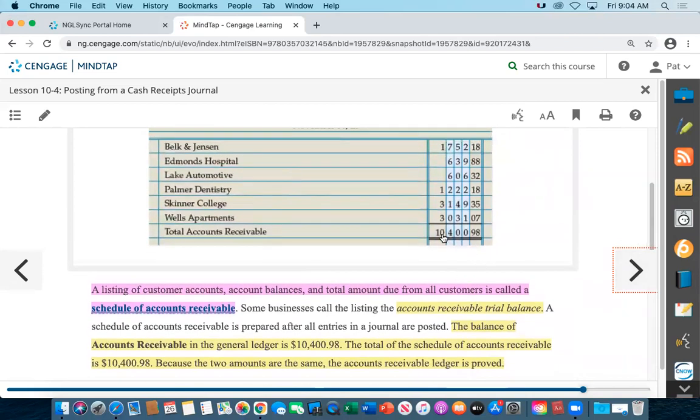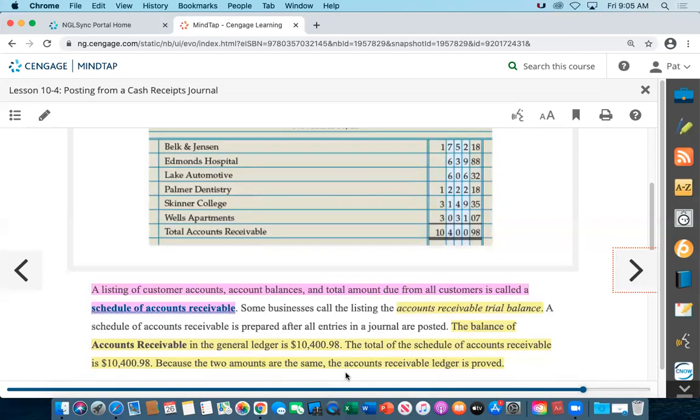Now, lastly, this number, 10,498, is the amount of money all these people owe us. If you remember, that's the number I said at the beginning in 10.1. When we were looking at it, we said all our customers' numbers, if you add them up, equal the controlling account, 10,498. That's what they're saying down here. The balance of accounts receivable in the general ledger should equal the total of the schedule of accounts receivable, 10,498. Since the two amounts are the same, our schedule is proved.